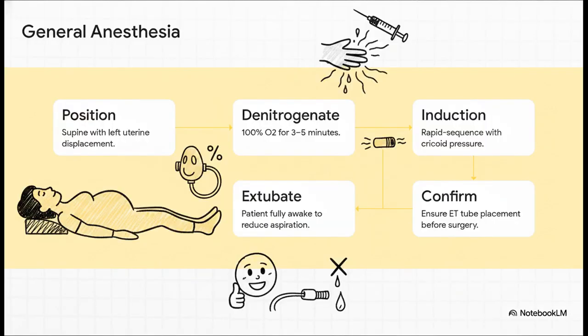But look, emergencies happen. If you have to do general anesthesia, your technique has got to be absolutely flawless. Step 1, position her supine with left uterine displacement. Use a wedge greater than 15 degrees to maintain venous return. Step 2, denitrogenation with 100% O2 for 3 to 5 minutes to build up that buffer. Step 3, rapid sequence induction with cricoid pressure. Step 4, you absolutely must confirm endotracheal tube placement before the surgeon even thinks about starting. And Step 5, extubate the patient fully awake to reduce that aspiration risk. Do not pull that tube while they're deep.